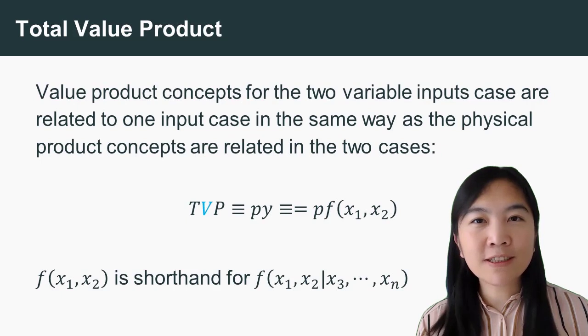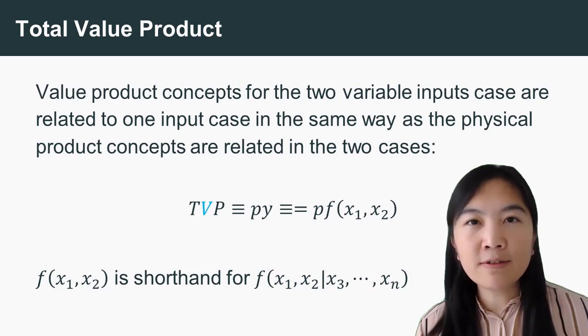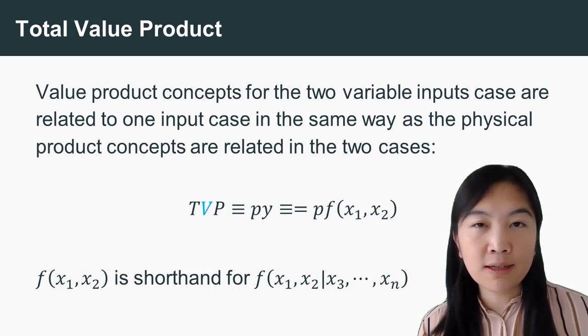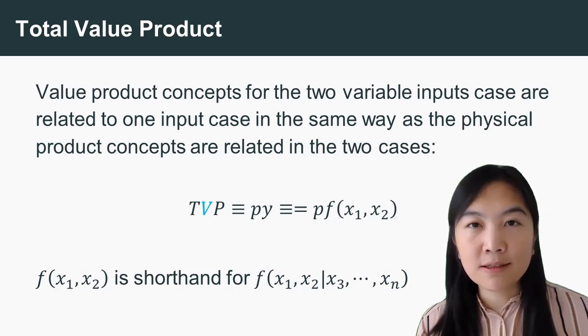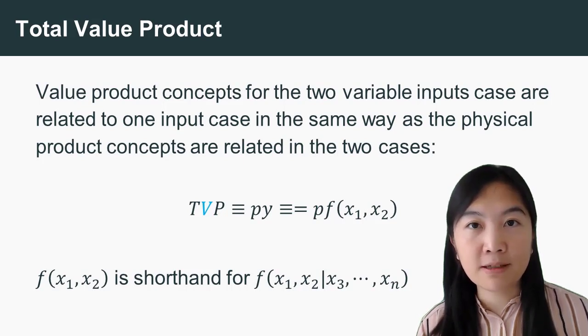So let's go over the value and the factor cost concepts very quickly. They are very similar to the one variable input case. However, let me make it a little bit more explicit: when I say value concepts, for example, TVP, AVP, MPP, those are all from the input perspective. And from the output perspective, you will have different concepts.